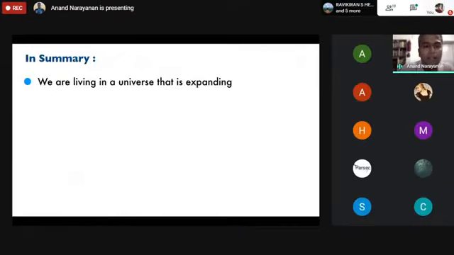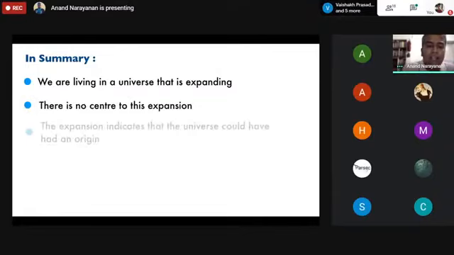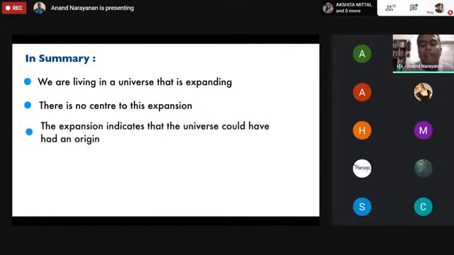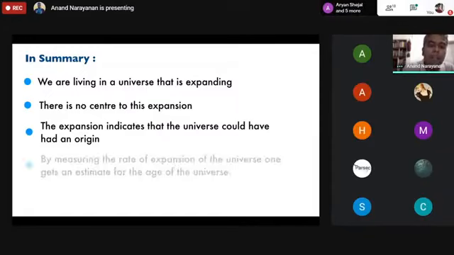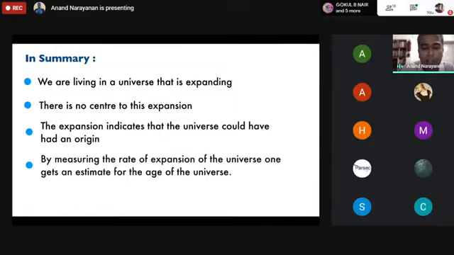Just to summarize what I was trying to tell in this entire presentation: there is evidence that we are living in an expanding universe, and there is no preferred center for this expansion. This expansion is happening everywhere. The expansion indicates that the universe could have had an origin, because if you rewind this expansion backwards, there must have been a time when everything was closer together. The rate of expansion of the universe is given by the Hubble's constant. By measuring the rate of expansion, one can get an estimate for the age of the universe.